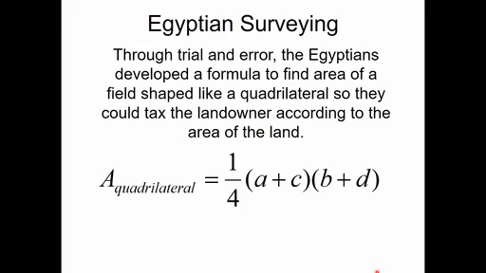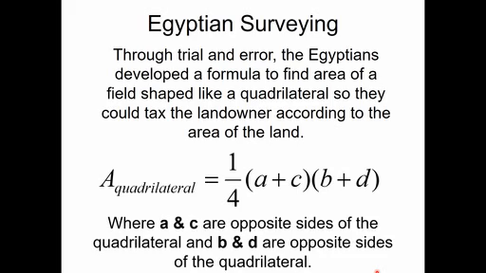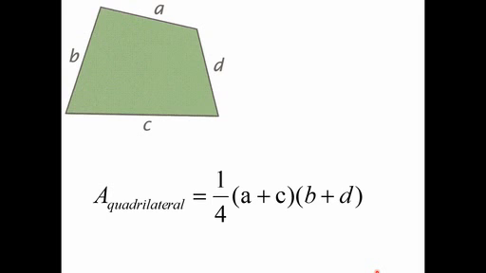This is the equation they came up with. The area of a quadrilateral is 1/4 of the expression A plus C times the expression B plus D, where A and C are opposite sides of the quadrilateral and B and D are opposite sides of the quadrilateral. So let's take a quick look at this. They would look at this parcel of land and say, well, there's A and C. Let's add those two together. And there are two opposite sides, and we'll add those two together. We'll multiply them right next to each other like that. Multiply. And then we'll take 1/4 of that.